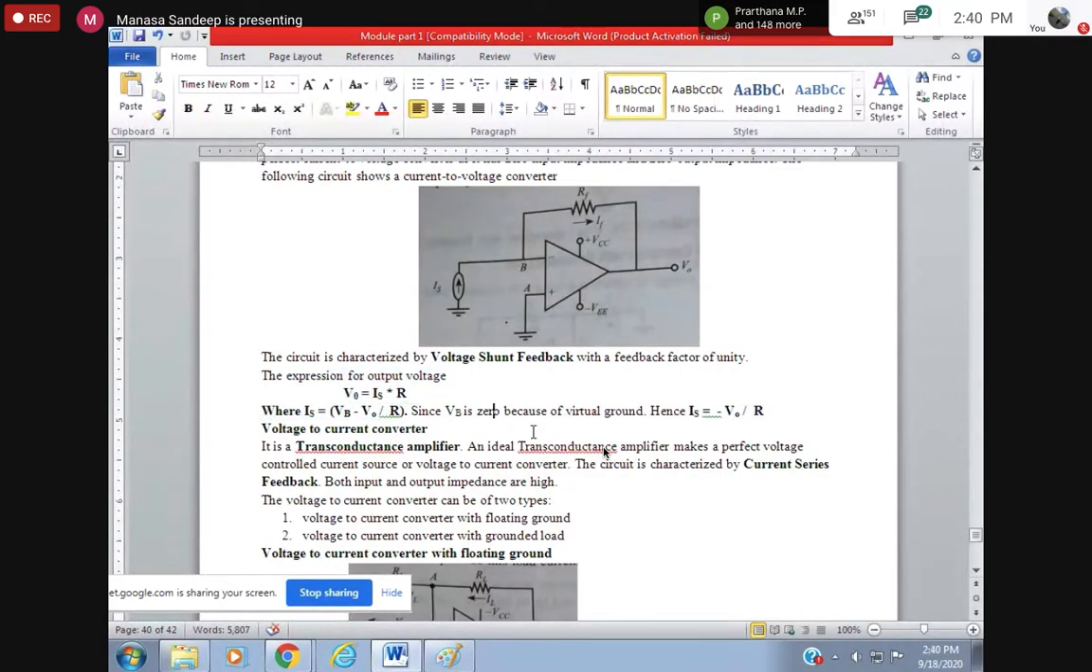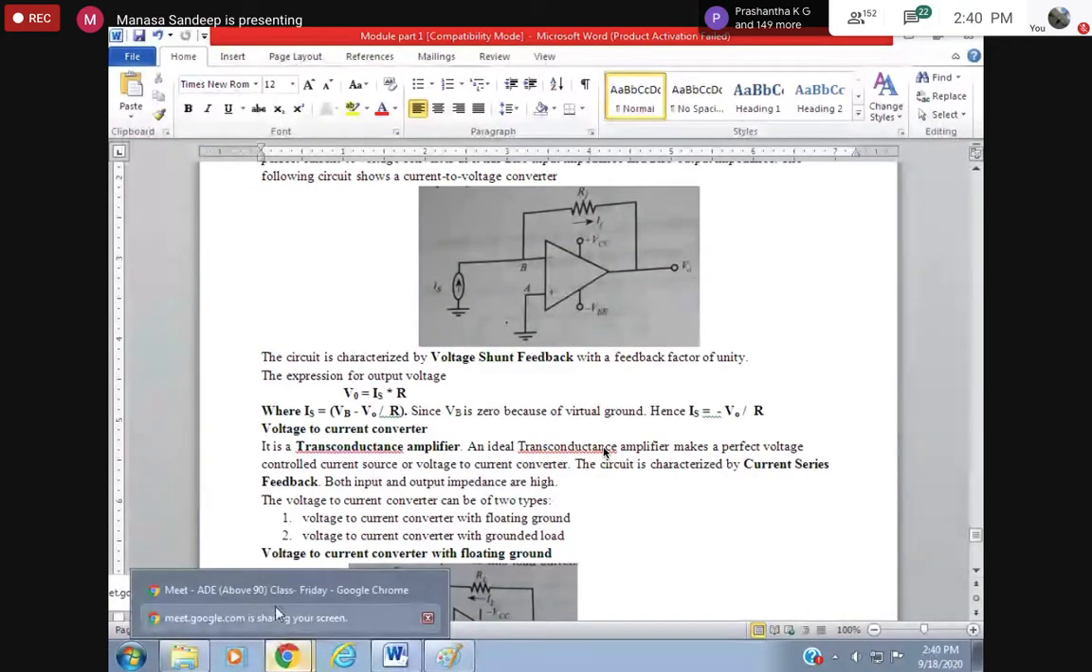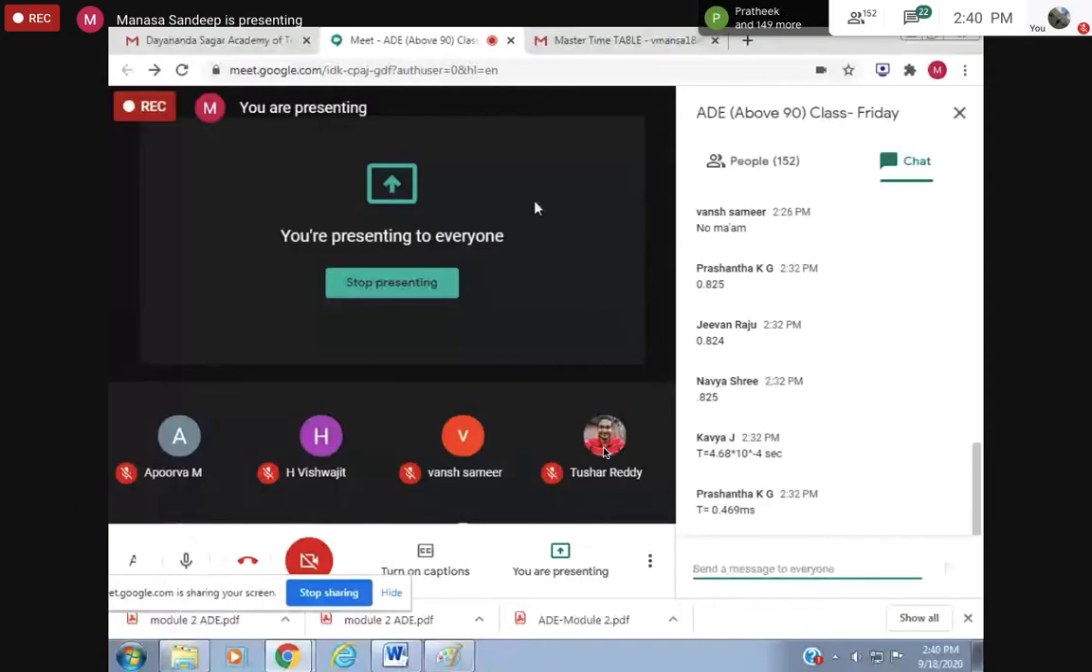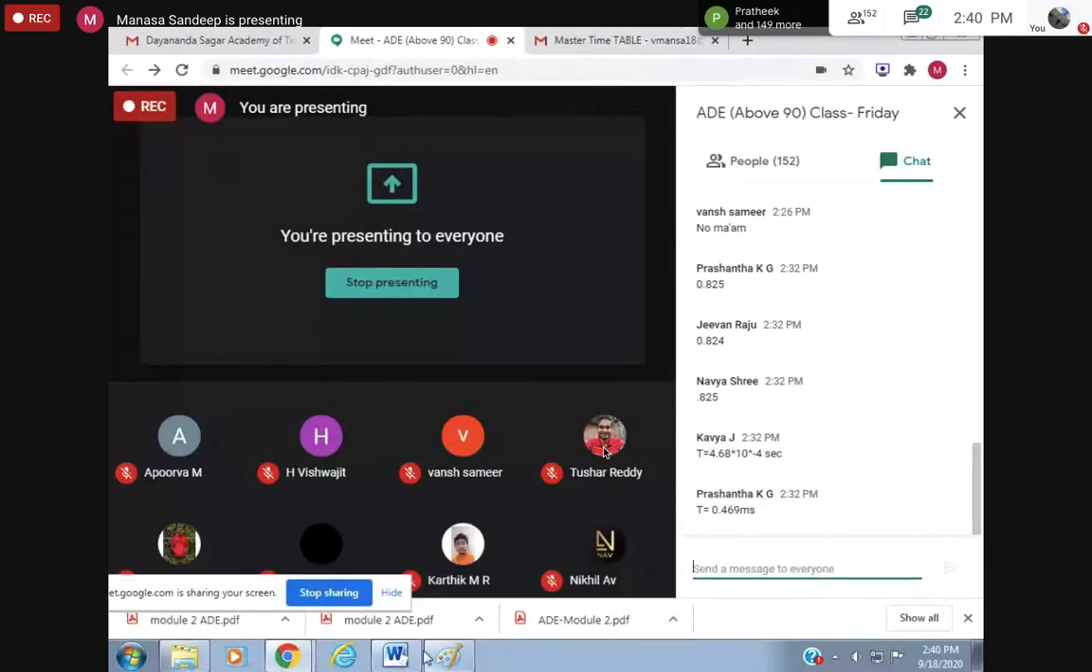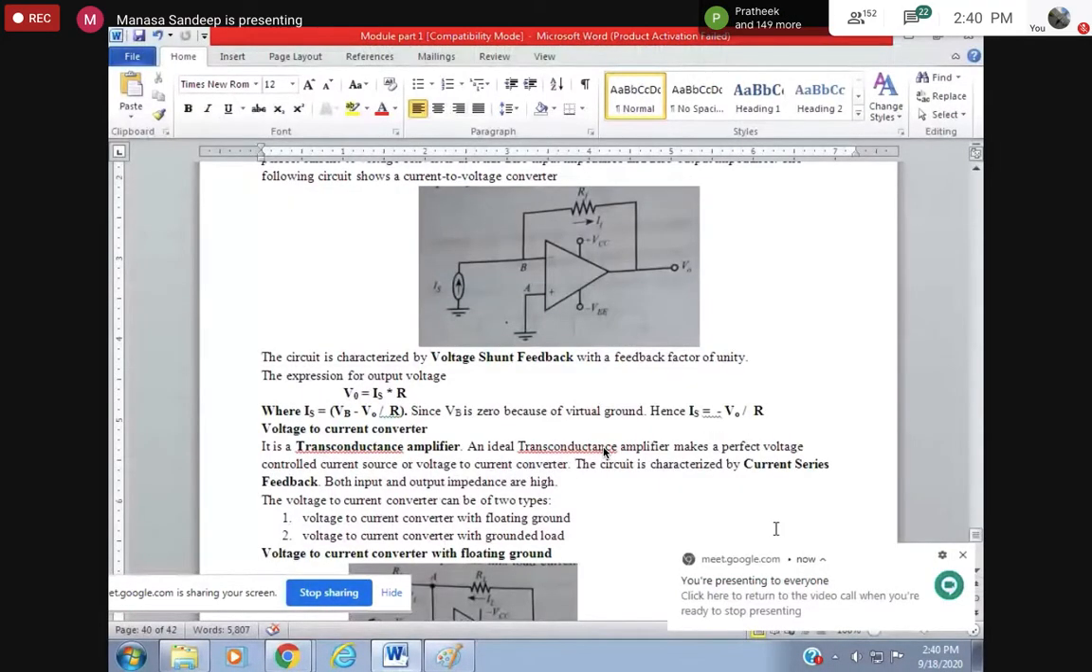Similarly, the voltage to current converter: how it is done, all those things are out of the scope of our syllabus. So we are not seeing all those things in detail. You are going to get a direct question. The only thing you need to do is remember these three formulas plus the circuit diagram.